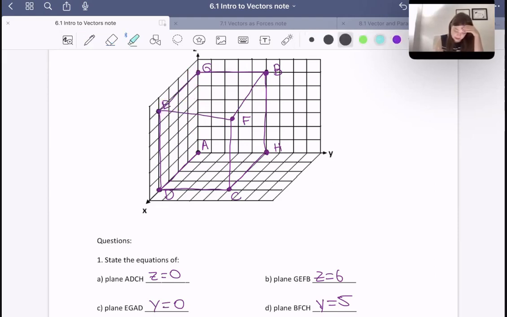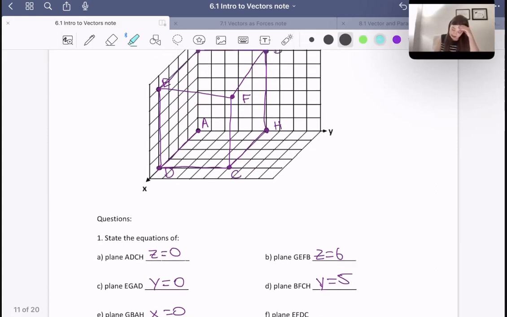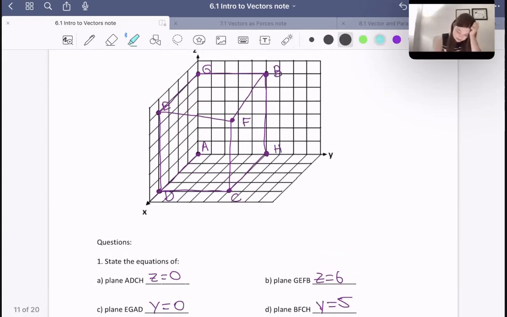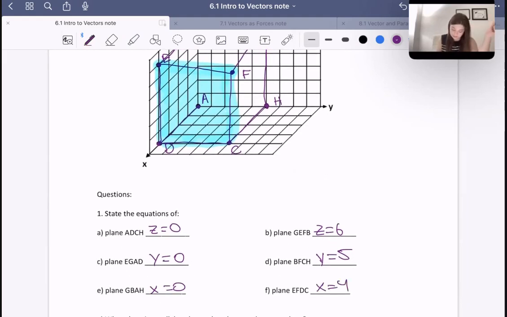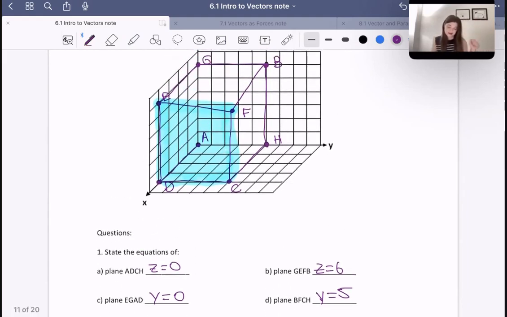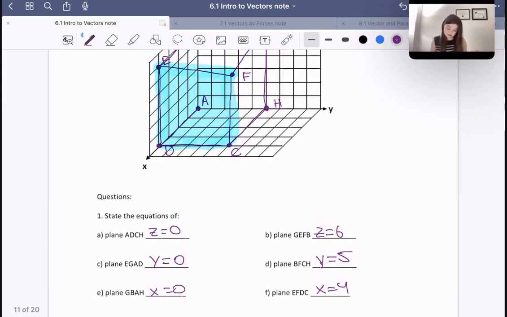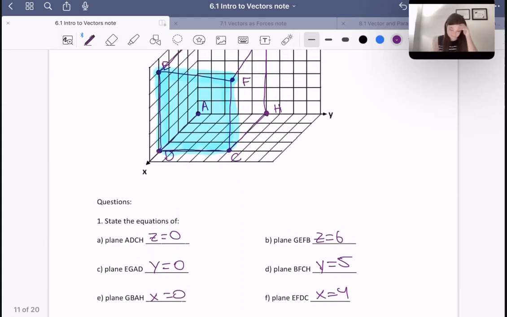All right, and then our next one is EFDC. So EFDC, like that, and this is just the plane with the equation x equals 4, right? X equals 4 throughout this whole plane, and this is parallel to the x equals 0 plane that we saw earlier. Good. All right. Awesome.